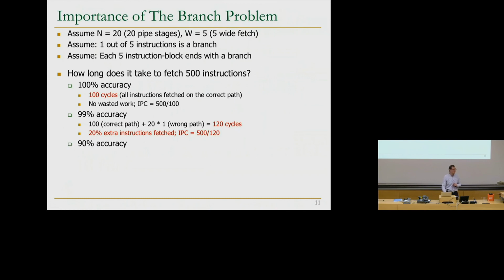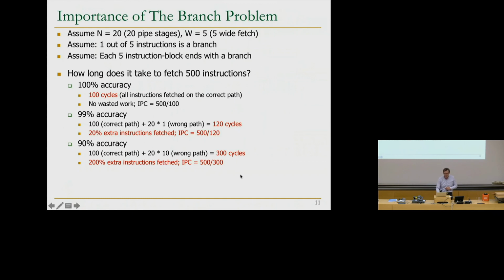Okay, let's go down to 90% accuracy. Any takers? How long does it take to fetch 500 instructions if you have 90% accuracy? That's good, yeah. Basically, you can think of it again. You definitely need to fetch for 100 cycles to finish all the instructions, but now you're paying extra penalty. 10 out of the 100 branches are wrong, because it's 90% accuracy, and for each of those 10, you're basically wasting 20 pipeline stages.